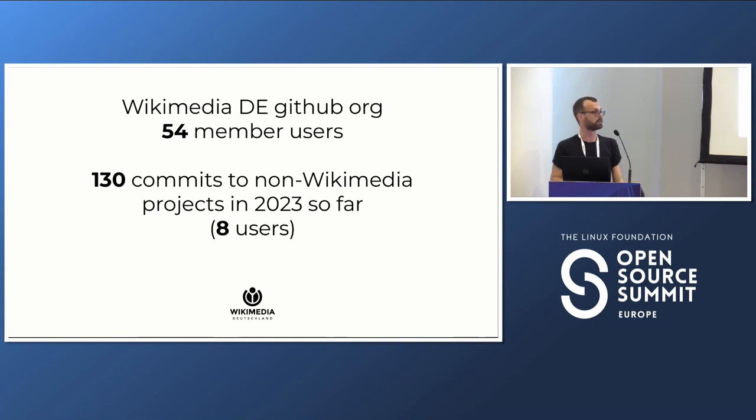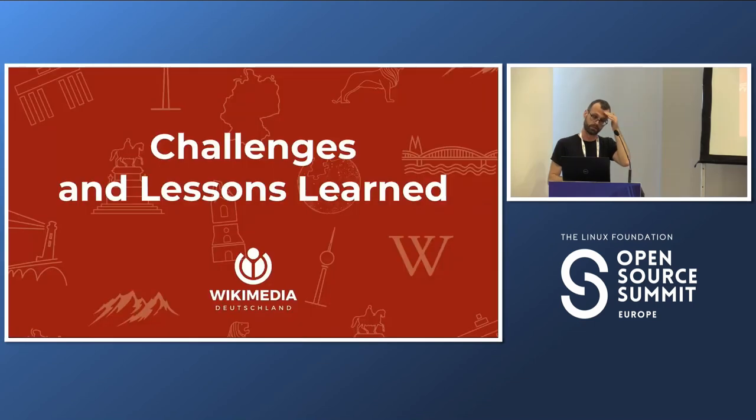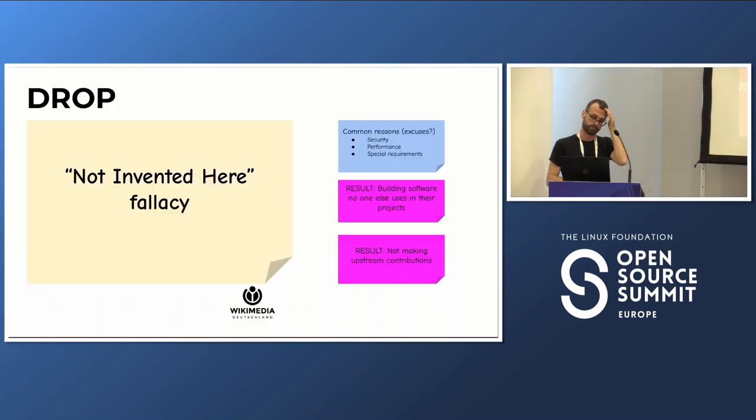So I kind of framed it in the framework of drop, add, keep, improve, retrospective, if you know the format. So the thing that seems to me the most pressing issue, or the biggest anchor that stops us from being more open source than we are so far, is falling into this not invented here trap.